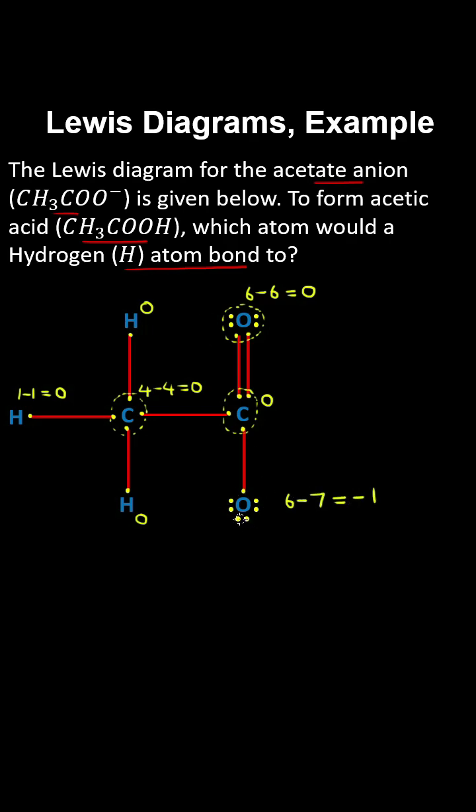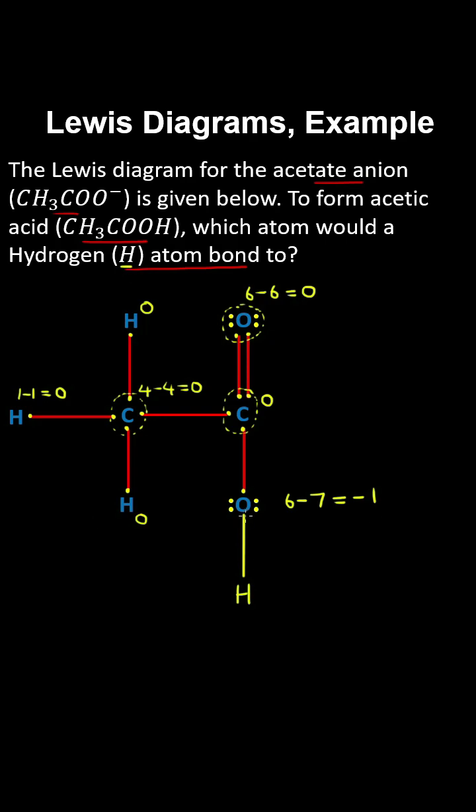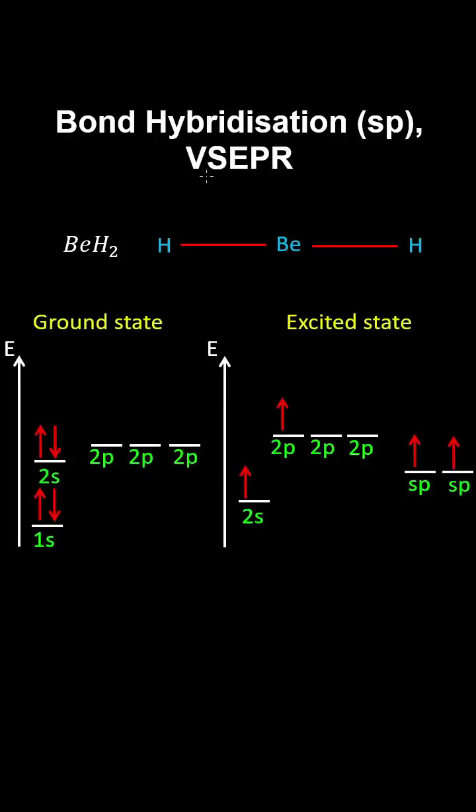So what we do is take 2 electrons from this oxygen and create a bond between the oxygen and the hydrogen to form acetic acid. So therefore this oxygen here now has 6 assigned electrons, and this hydrogen has 1 assigned electron and 1 valence electron, and therefore this is a likely Lewis diagram for acetic acid. Valence shell electron pair repulsion theory uses Coulombic repulsion between the electrons as a basis for predicting the geometry of a molecule, or a polyatomic ion.